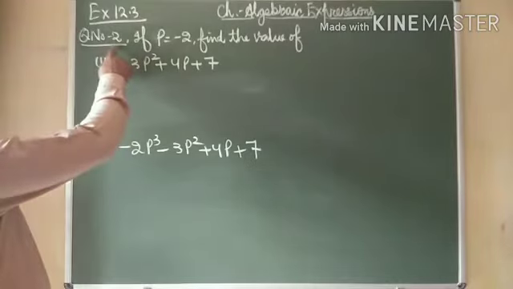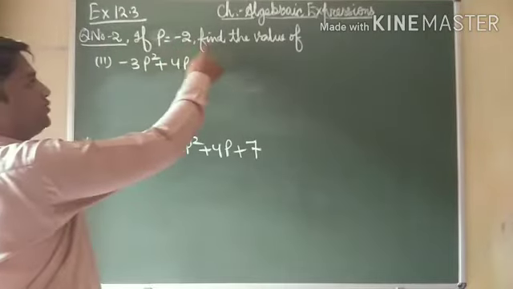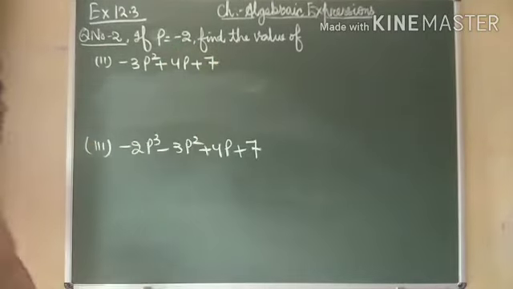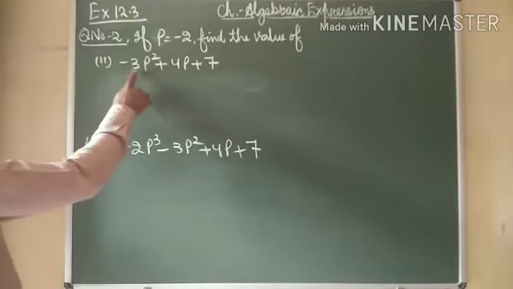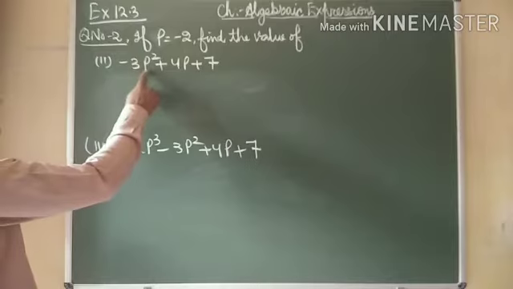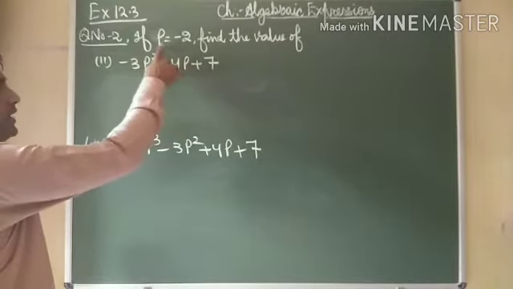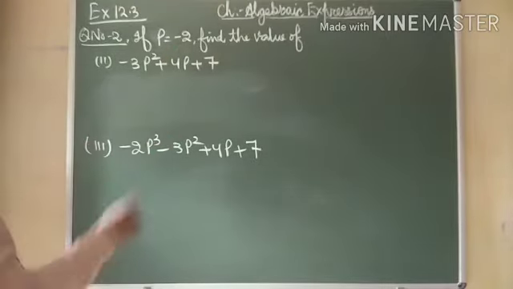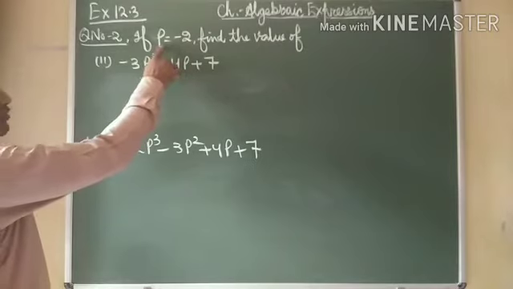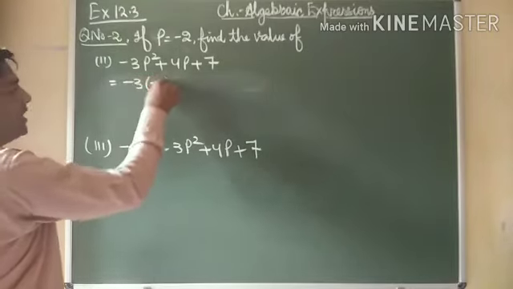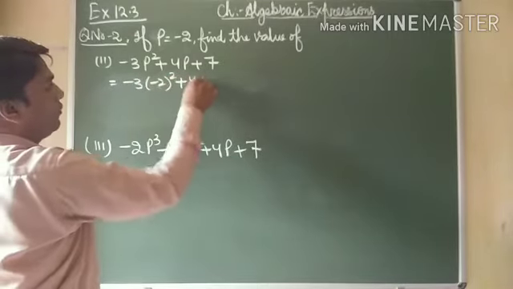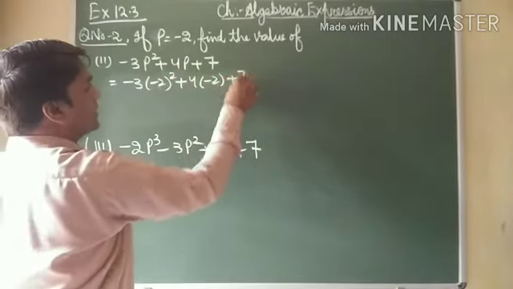Next is question number 2. If p is equal to minus 2, find the value of the following algebraic expressions. So first we have question number 2, second part. We have to find the value of minus 3p square plus 4p plus 7 at p is equal to minus 2. So first of all, putting the value of p is equal to minus 2 here, we get minus 3 into minus 2 square plus 4 into minus 2 plus 7.